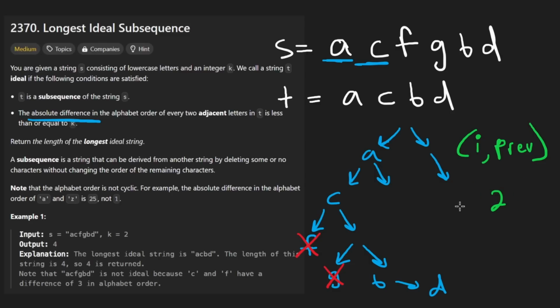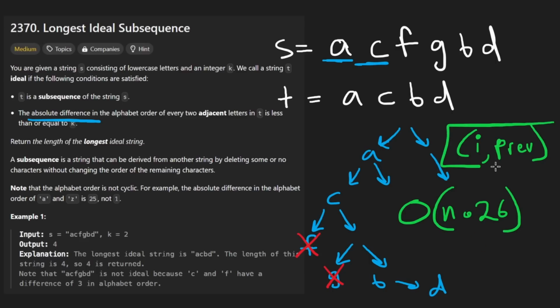So instead of saying 2 to the power of n, the actual time complexity is going to be n times the number of possibilities for this, which is actually 26, our character set. So that's going to be the big O time complexity. And it's also going to be the big O space complexity, because that's just how caching works with these parameters.